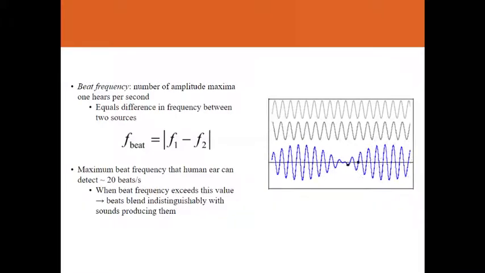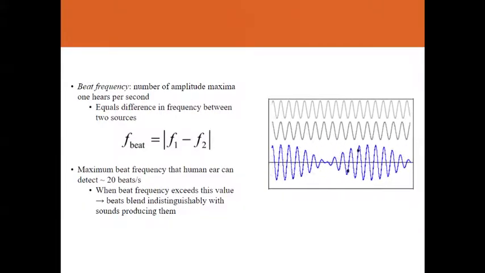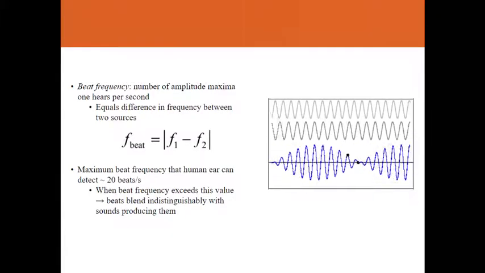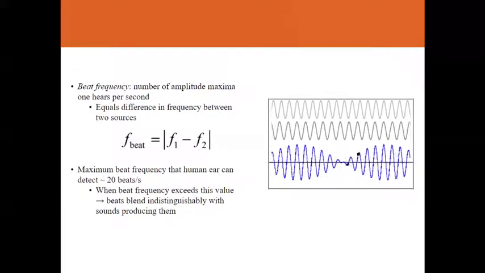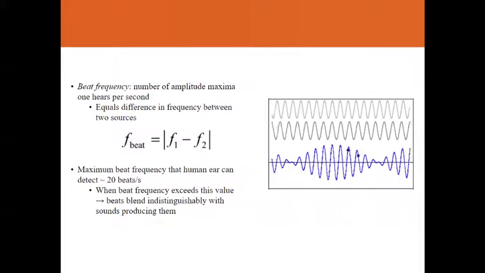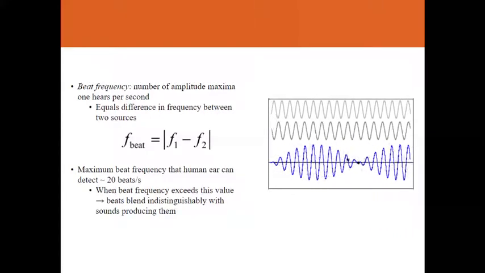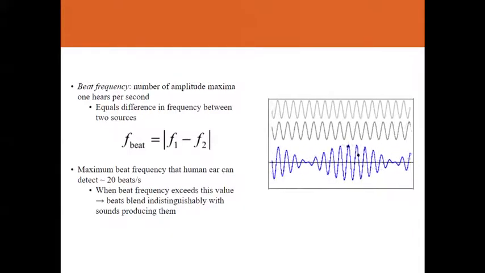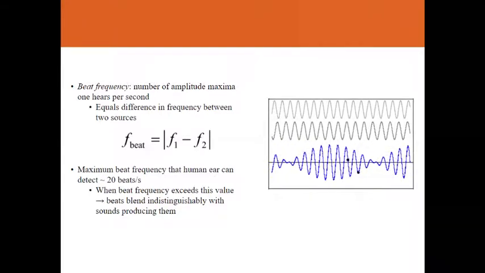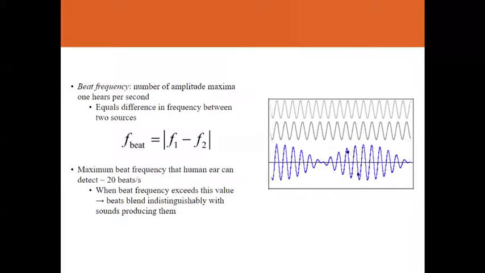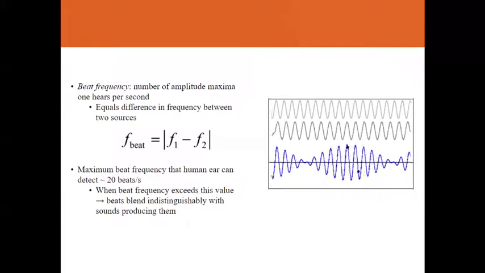And you can actually deduce what the beat frequency will be by just looking at the frequencies of the constituent waves. So if you take the difference between the frequency of the two sources, that'll tell you how many beats occur per second, which means that the bigger the difference between the two sources, the more beats per second will occur. And for the human ear, we can only really hear like 20 beats per second. Anything higher than that, we can't distinguish the beats. They'll just sound like one flat sound.